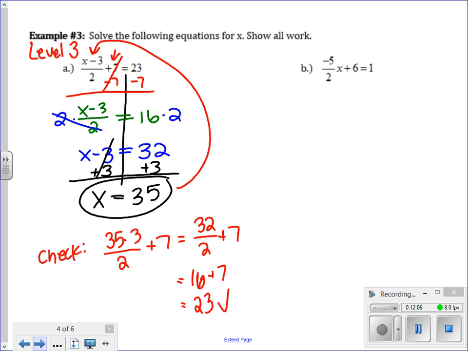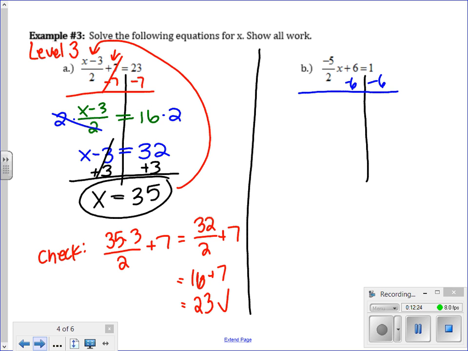All right, last example for level 3 problems here. I start by putting my line down the middle. Same as the last problem, when I have a fraction, I start with anything that is not in the fraction. So here that would be the positive 6. I'm going to end up subtracting 6 from both sides. That makes the 6 cancel on the left and leaves me with negative 5 over 2x equals negative 5.